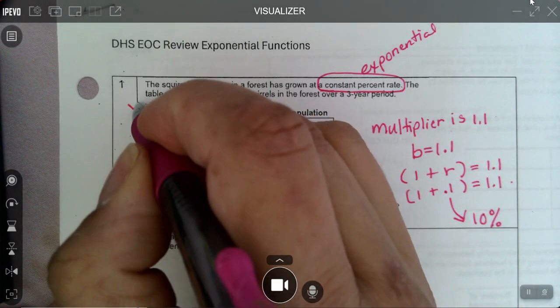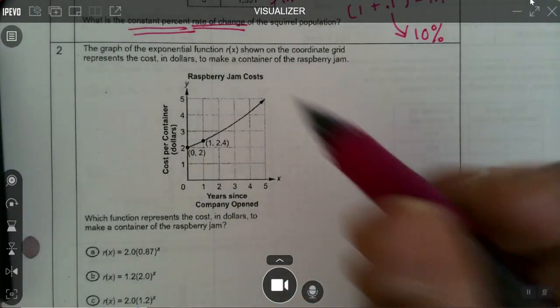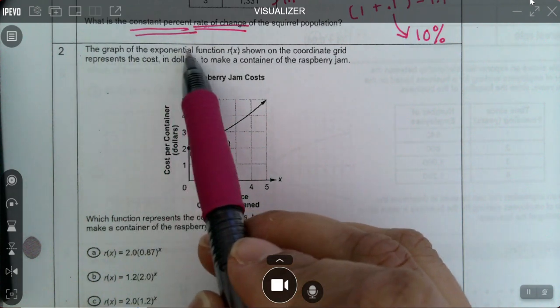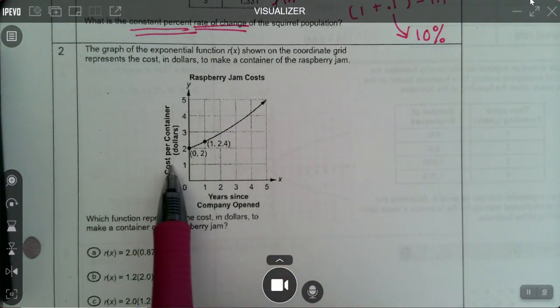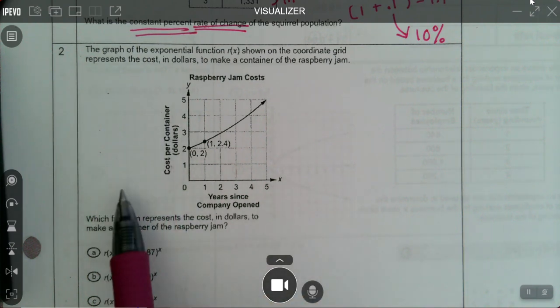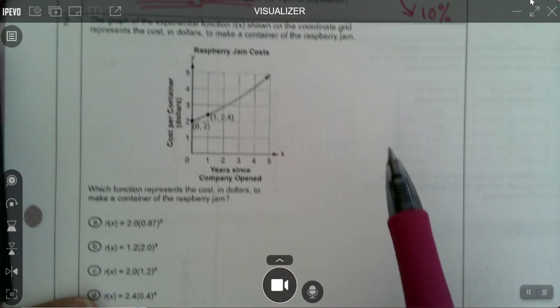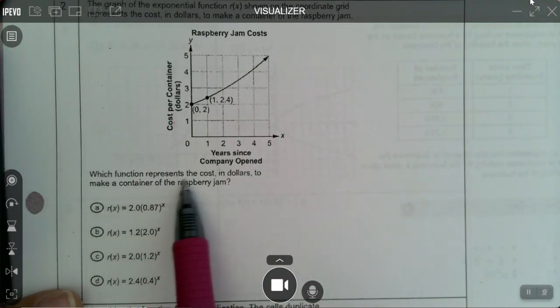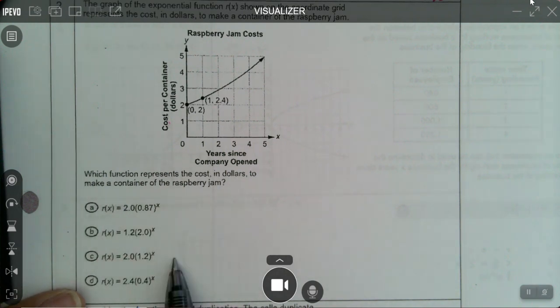All right, pay attention because this comes straight from the practice of Georgia DOE. This one. The graph of the exponential function shown on the coordinate grid represents the cost in dollars to make a container of raspberry jam. Yes, these are the questions. Which function represents the cost in dollars to make a container of the raspberry jam? So now you can use decimals. Correct? But we don't have decimals right now.